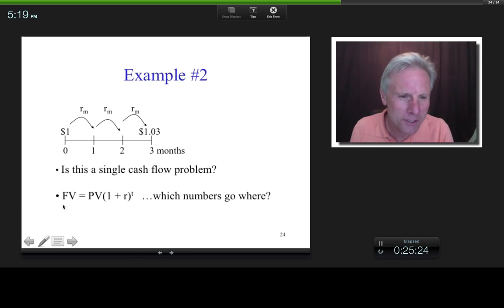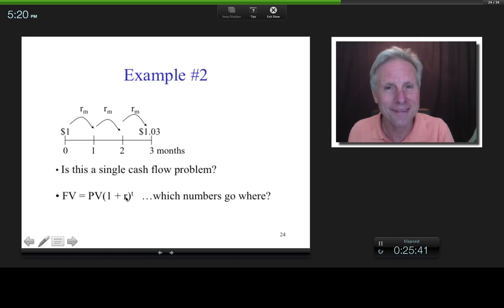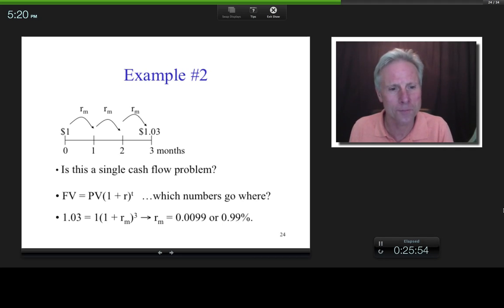Okay, here's the only single cash flow formula that exists. What will I put in for my future value? Well, the 1.03, right? What about my present value? 1, right? What about my R? Well, that's what we're trying to figure out, right? That's the effective monthly rate. And then what about my T? How many periods am I moving forward this $1? 3, right? And so this is nothing more than another single cash flow problem.